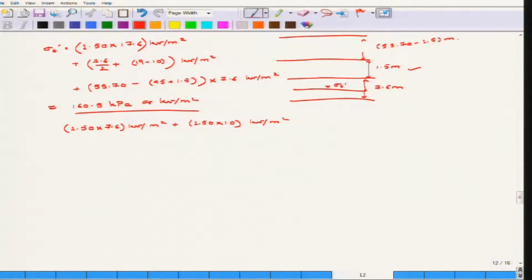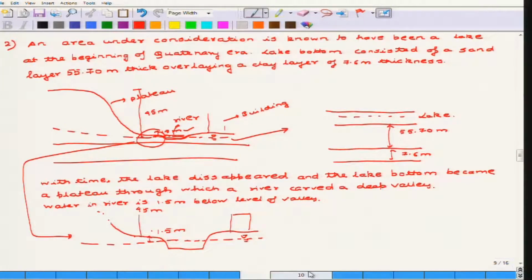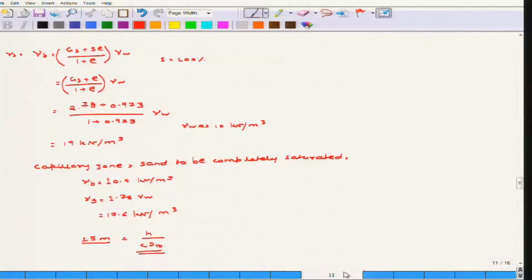Now again let me discuss, because a little of effective stress has come into this concept. So let me discuss how I did this. This has been considered at the point where the building is constructed. I have already said that the river has sculpted a deep valley, which means that layer of sand has actually vanished. So now only 1.5 meter of this sand remains, and out of this only 45 meter at the top there is a plateau. So 1.5 meter is basically the height of the capillary zone. That is why I said that the capillary zone is already given in the question, that is 1.5 meter.